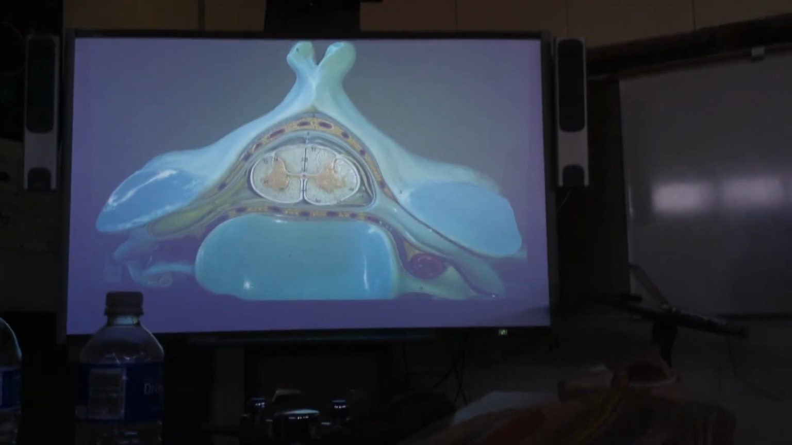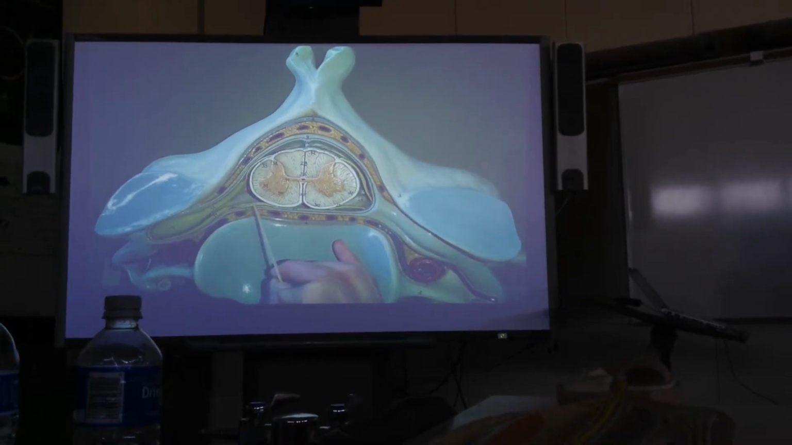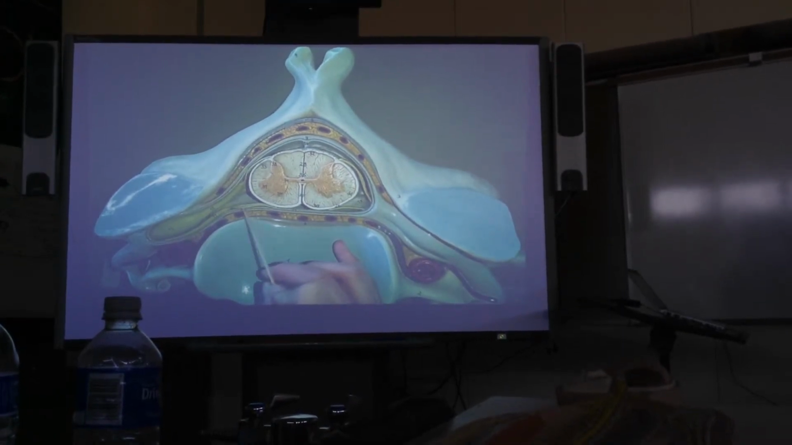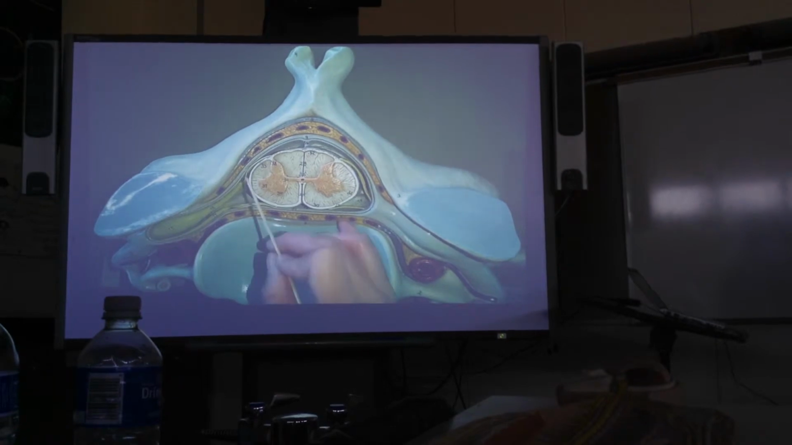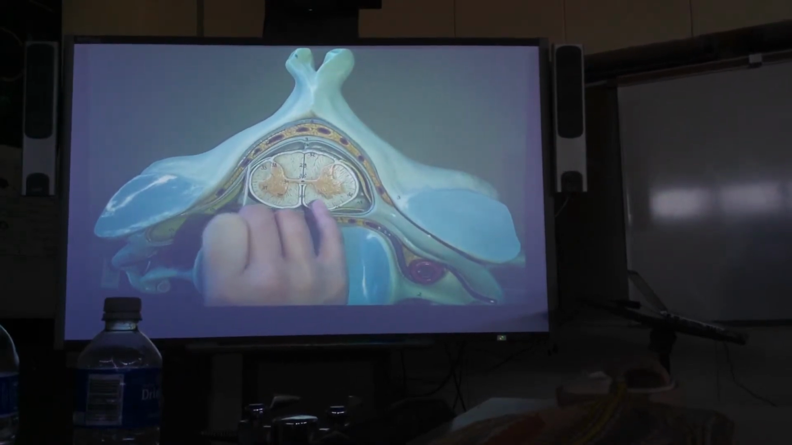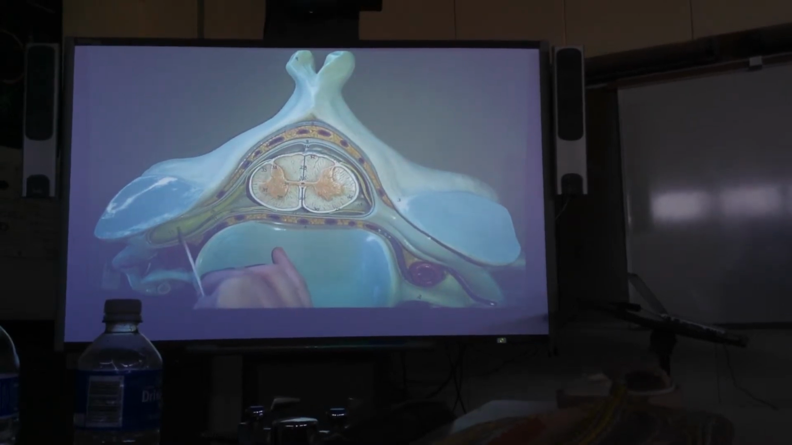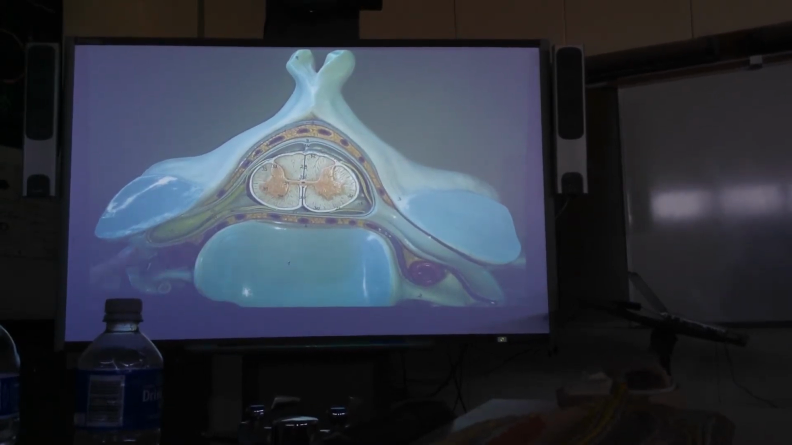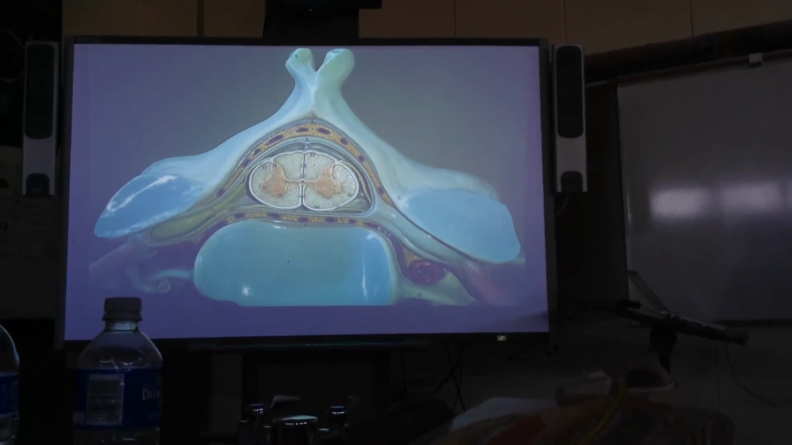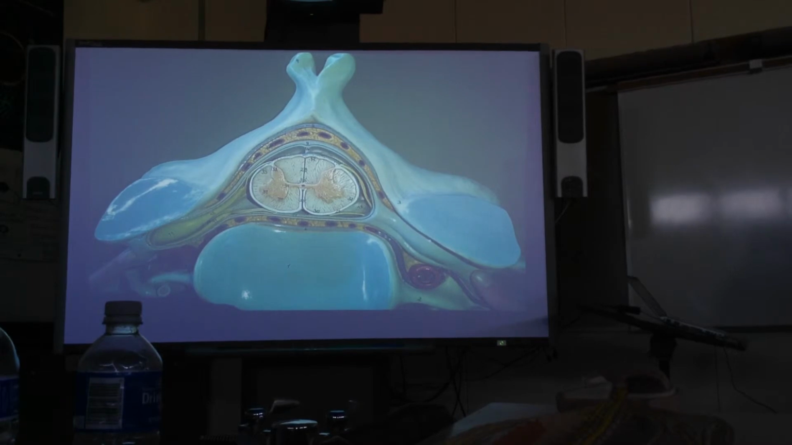Now let's name this structure right here. Ventral root. All right. Now name the one up here. Dorsal root. Good. Now if we come all the way out here, what is this bulge? Dorsal root ganglion. Good. And then coming all the way out to the outsides here, what do we have? The spinal nerve.